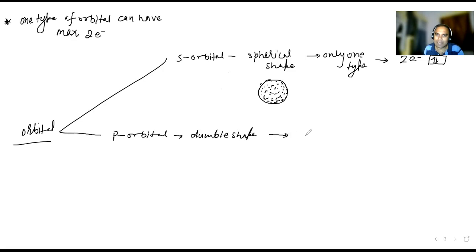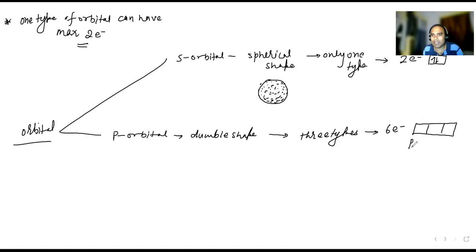And second point, they are saying three types. So if there are three types, one type can have maximum 2 electrons. So three types have how many electrons? 6 electrons. So 6 electrons means three types I am making here. That is 1, 2, 3.